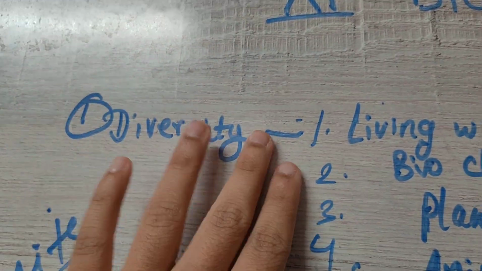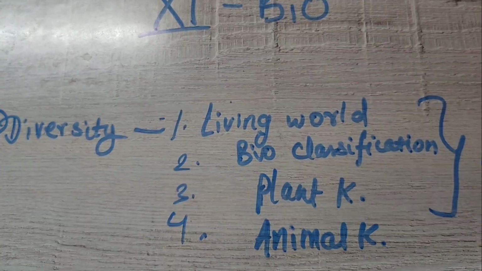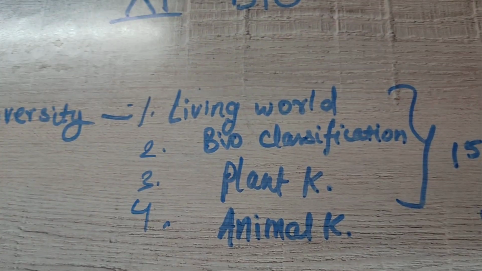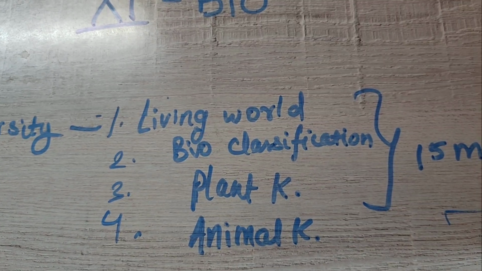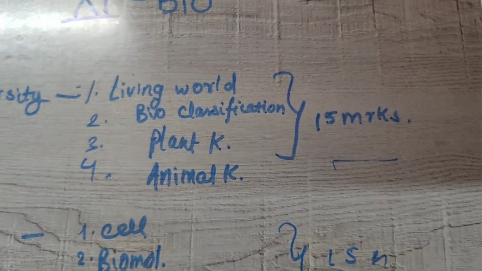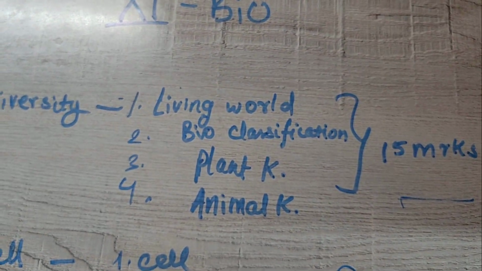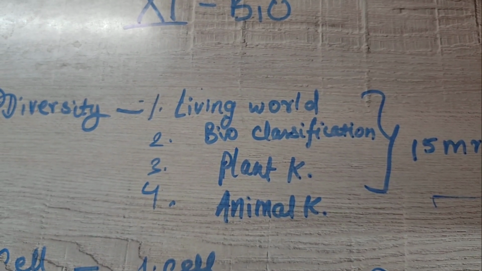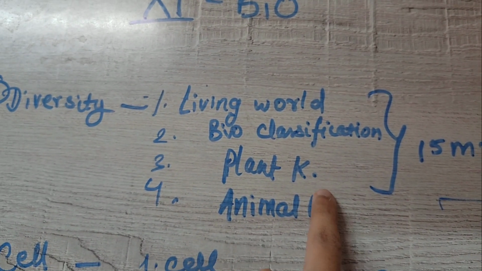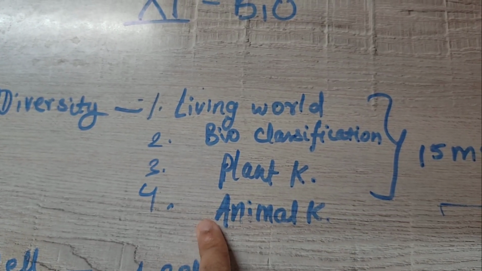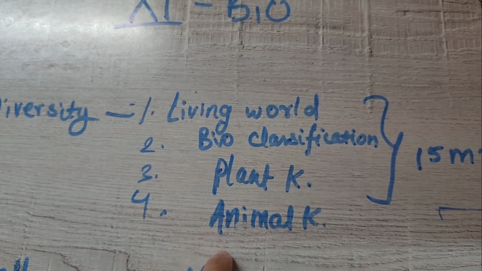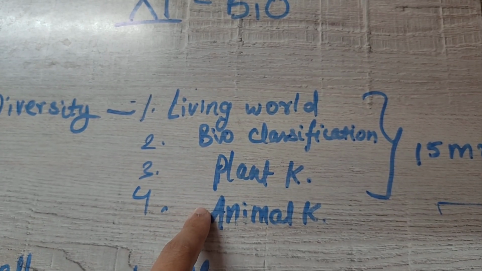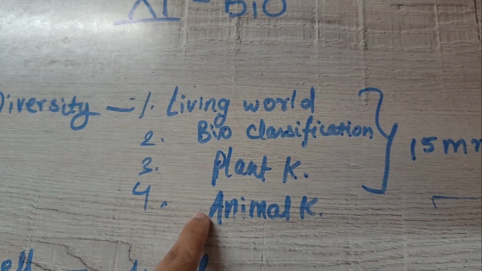We start with our first unit, which consists of 4 chapters: Living World, Biological Classification, Plant Kingdom and Animal Kingdom. Now these 4 chapters together make up 15 marks. Okay, so quite high weightage. Personally, from my experience, Animal Kingdom is a little challenging because there are a lot of details here and there, and you need to memorize them. Especially for NEET this is very important, and for board students also, this is something you need to focus on.